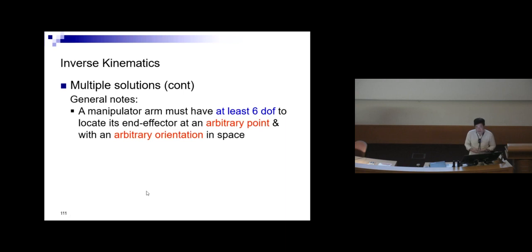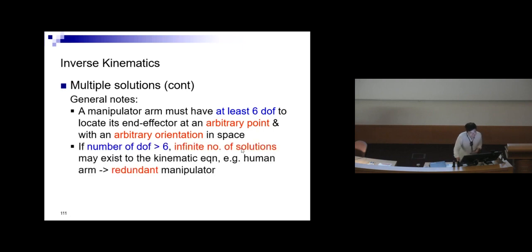So there are some general notes that you need to take. A manipulator arm must have at least 6 degrees of freedom to locate its end effector at an arbitrary point with an arbitrary orientation. So the UR5E robot has 6 degrees of freedom. You need 6 degrees of freedom. If the number of degrees of freedom is more than 6, you may end up with an infinite number of solutions to the kinematic equation. For example, our human arm is a redundant manipulator. Our human arm has 7 degrees of freedom.